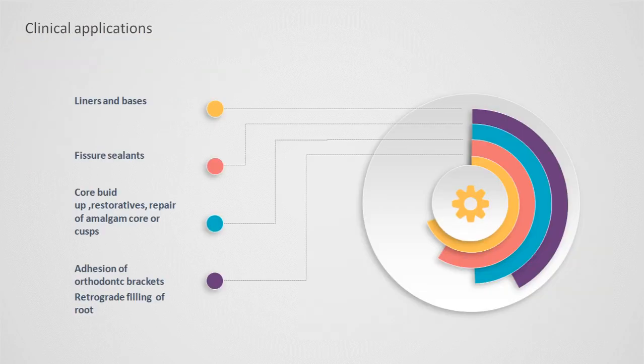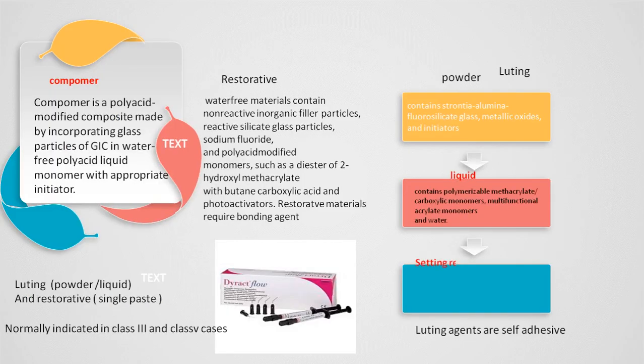They are used as liners and bases, pit and fissure sealants, core build-ups, restorative materials, retrograde filling of the root canal, and also as orthodontic brackets. Compomers. These are polyacid modified composites. This is done by incorporating glass particles of GIC and dehydrated polyacrylic acid molecules in the composite resins, which also consist of initiators. There are generally two types, restorative and luting.